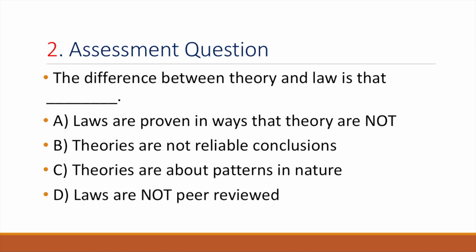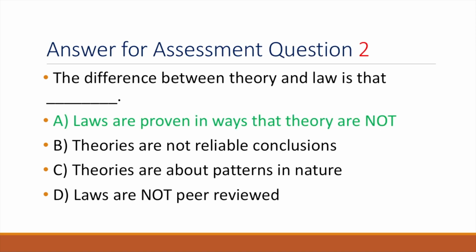The difference between a theory and a law is that blank. A, laws are proven in ways that theories are not. B, theories are not reliable conclusions. C, theories are about patterns in nature. And D, laws are not peer reviewed. If you said A, laws are proven in ways that a theory are not, you would be correct.